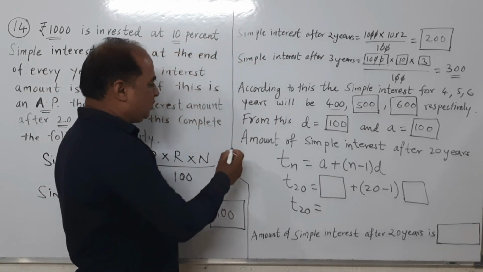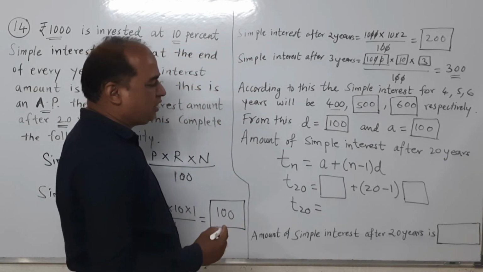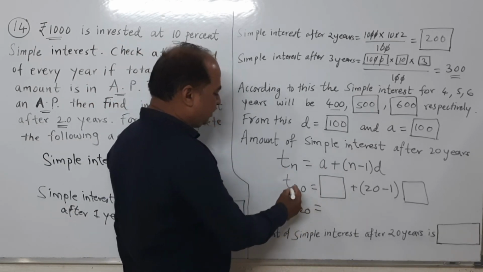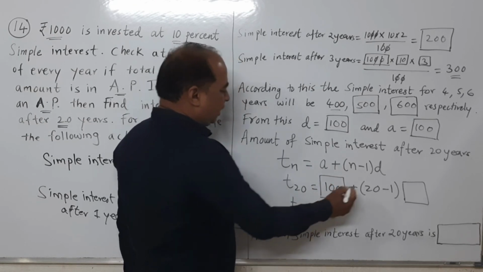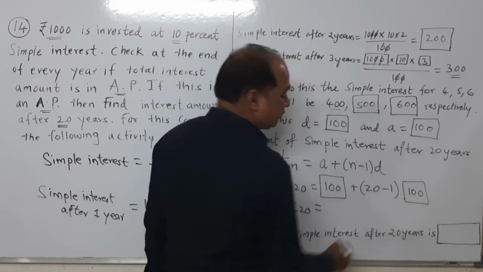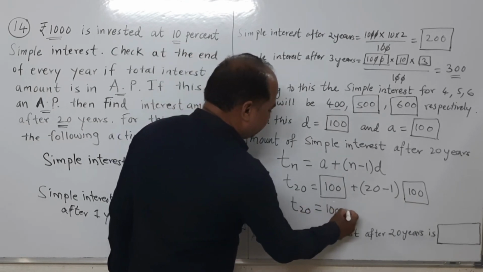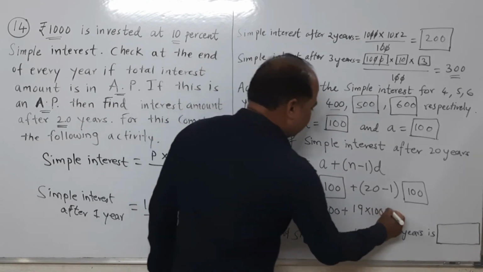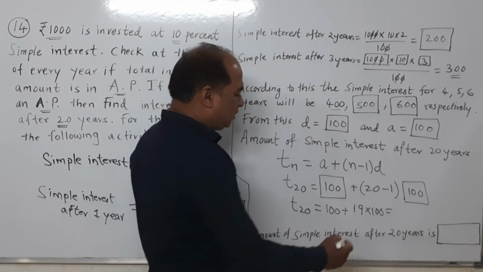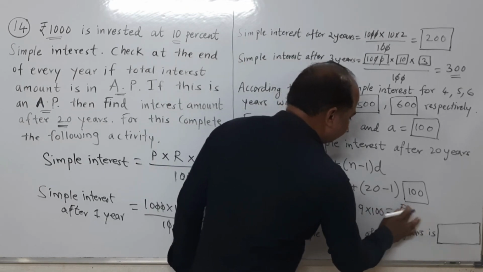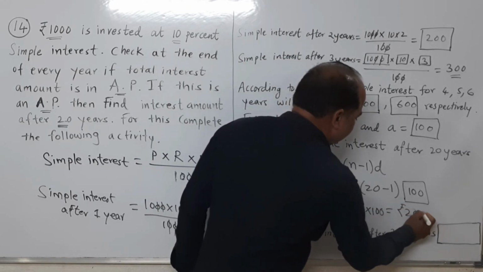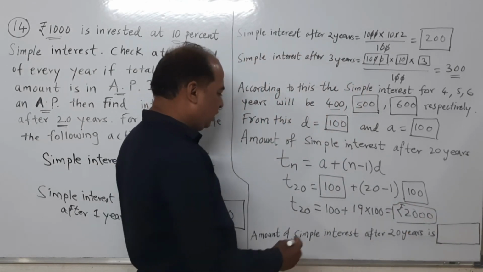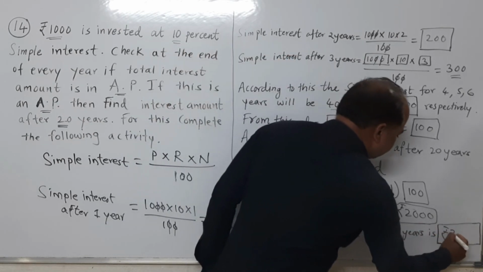Now the amount of simple interest after 20 years is given by Tn is equal to A plus n minus 1 into D. So A is equal to 100 and D is also 100, that is 20 minus 1 into D. So 100 plus 19 into 100, which is equal to 100 plus 1900, that is equal to rupees 2000. So the simple interest after 20 years will be rupees 2000.